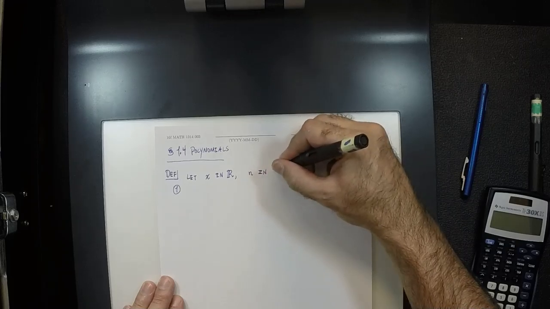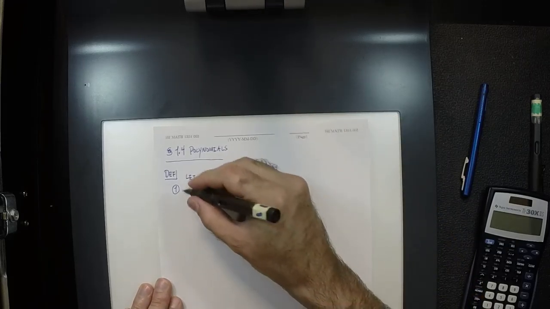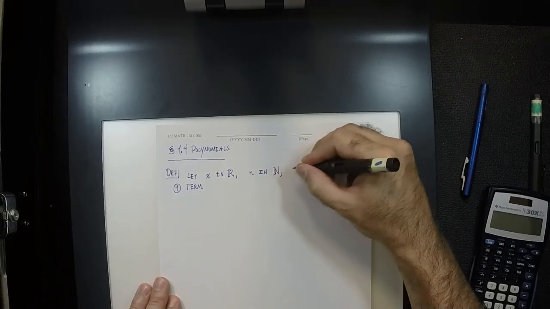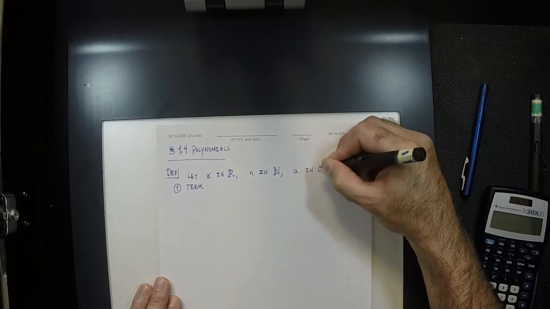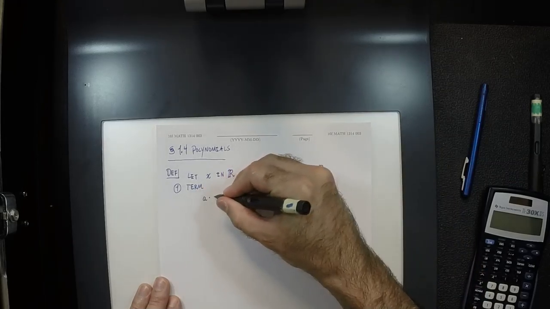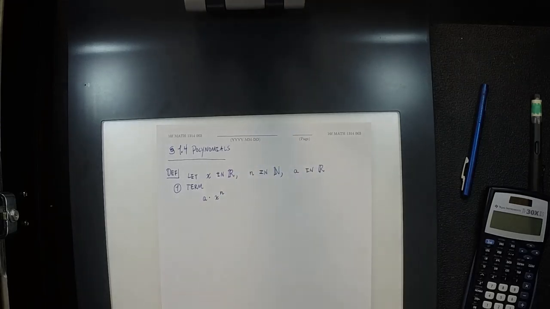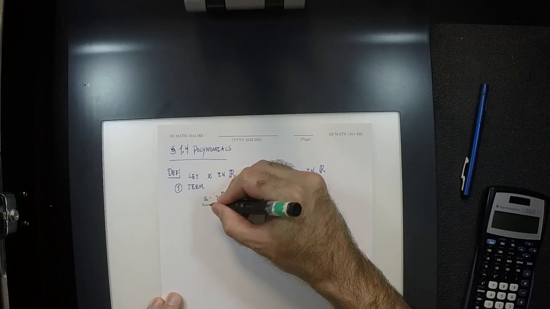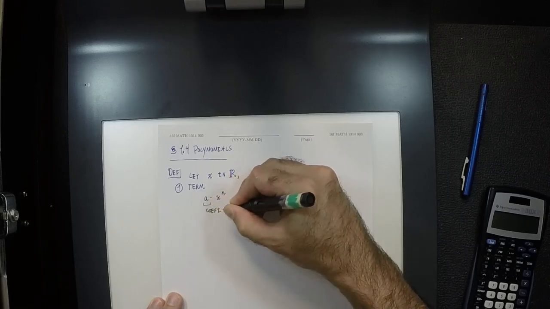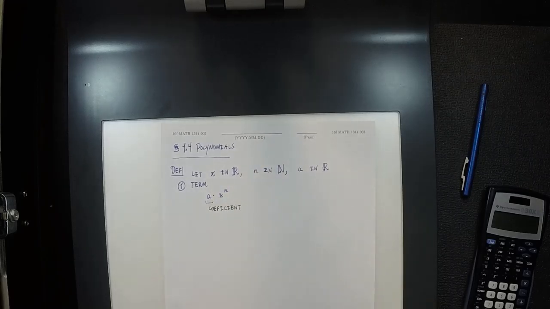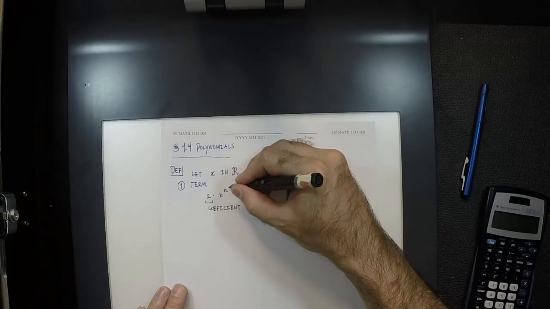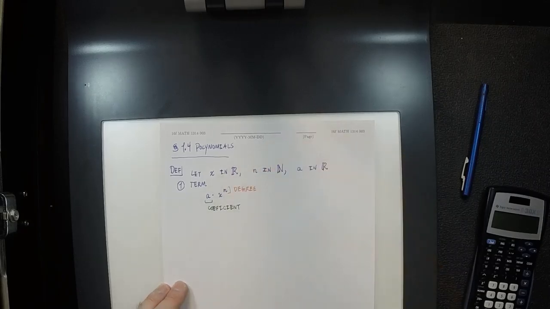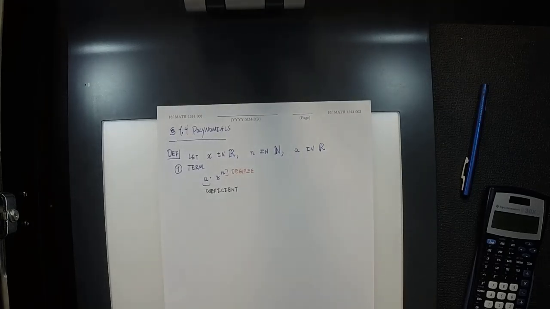So let x be real, and let n be natural. So the definition of a term, oh, and I guess I need a to be real also, is a multiplied by x to the n. So this is a term. And further, in the jargon, this is called its coefficient, the term's coefficient. And this one is called the term's degree.